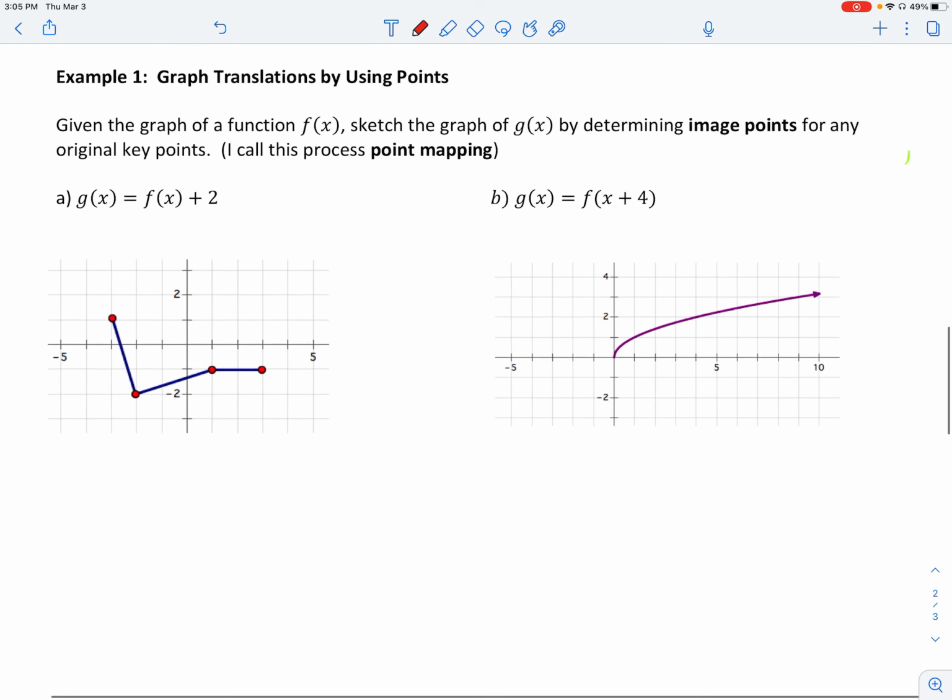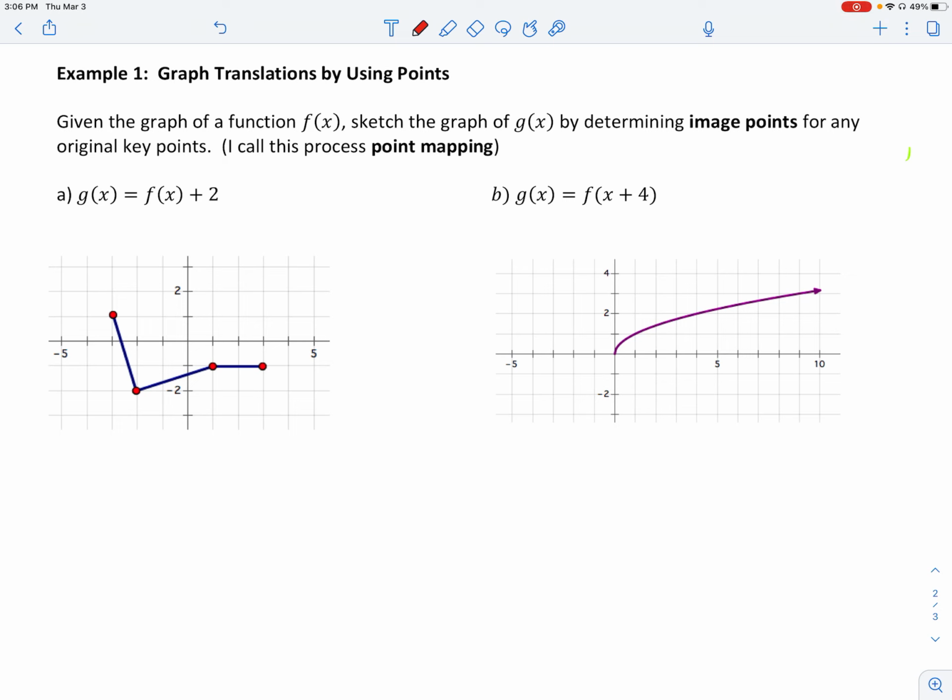All right, let's apply some of these rules to this example. So it says here, given the graph of function f of x, so here's f of x for this one, and here's f of x for that one. So I'm just going to label those, call them both f of x. Okay, so given the graphs of f of x, sketch the graph of g of x by determining image points for any original key points. So I call this process point mapping. So what we're going to do is we're given an equation for g of x. And notice it's pretty simple. It just says take f of x, which is this graph here, and add 2 to it.